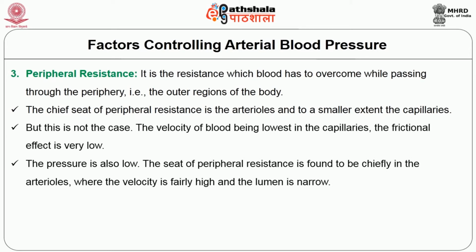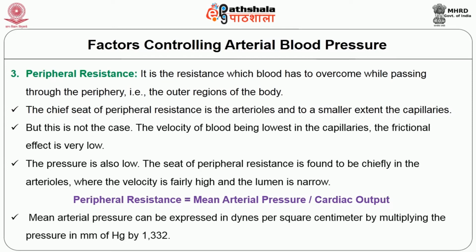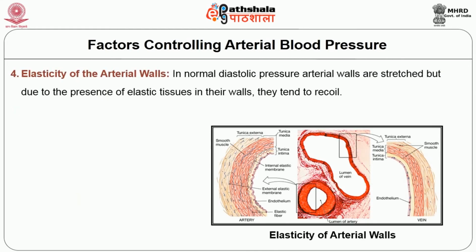The seat of peripheral resistance is found to be chiefly in the arterioles, where the velocity is fairly high and the lumen is narrow. Peripheral resistance is expressed as mean arterial pressure over cardiac output. Mean arterial pressure can be expressed in dynes per square centimeter by multiplying the pressure in millimeters of mercury by 1332.